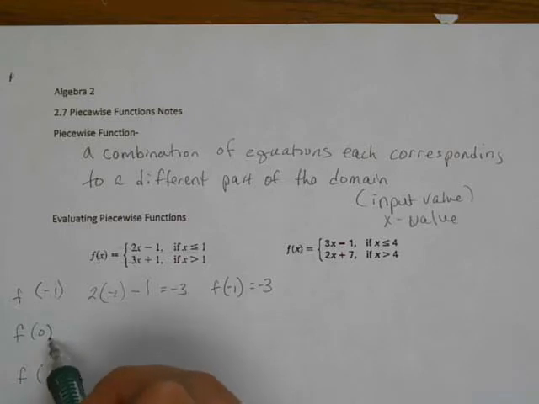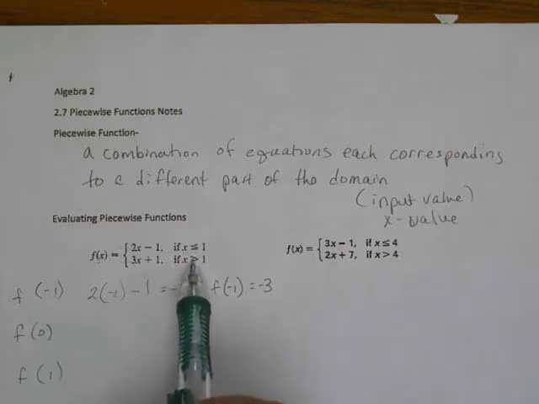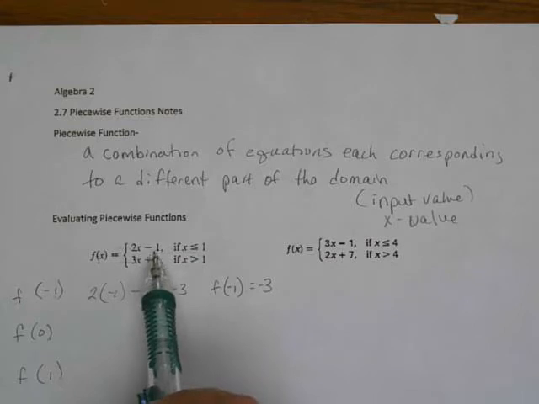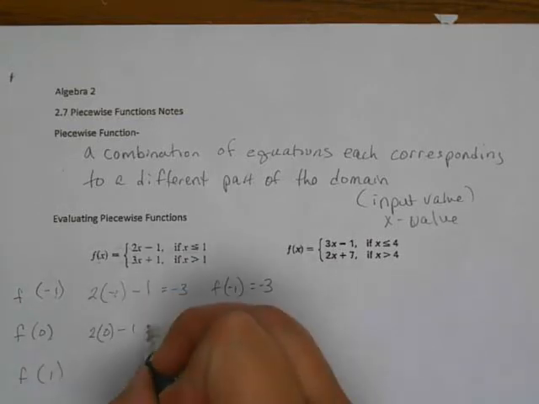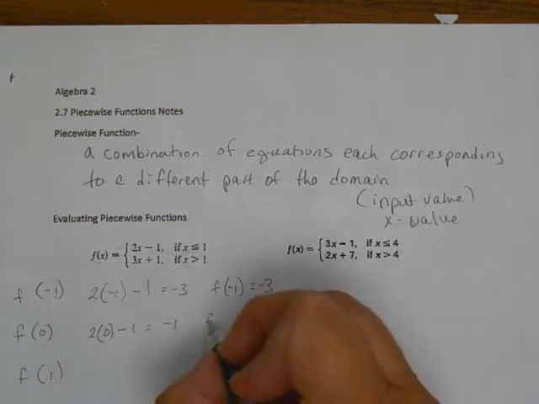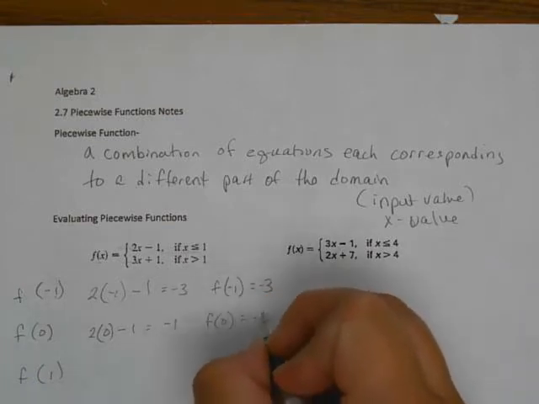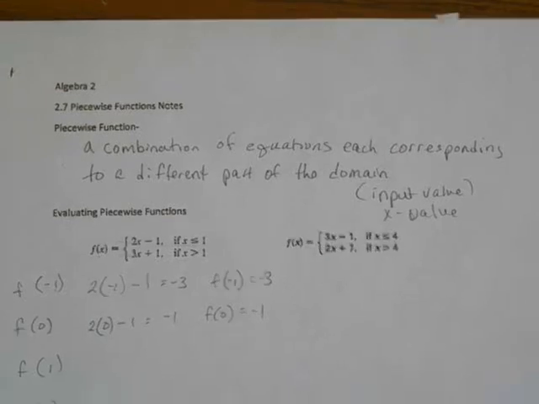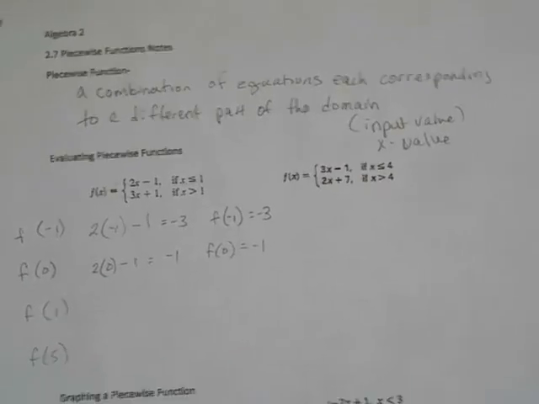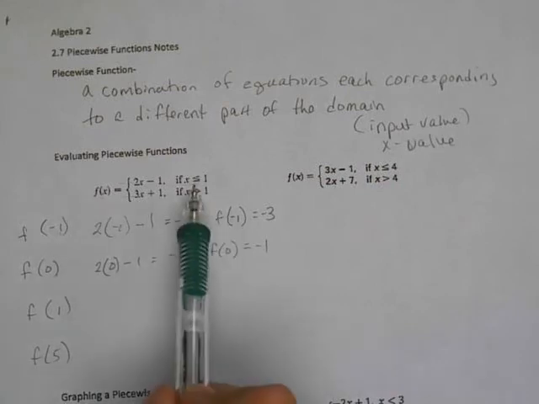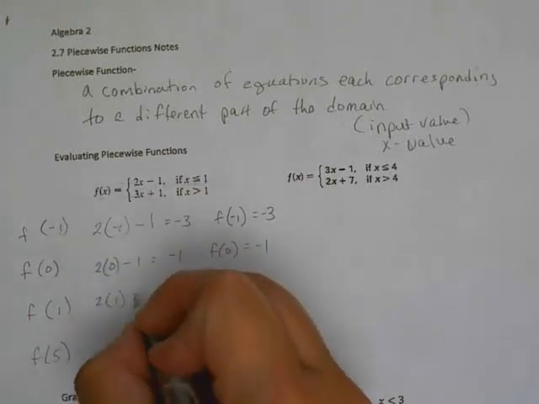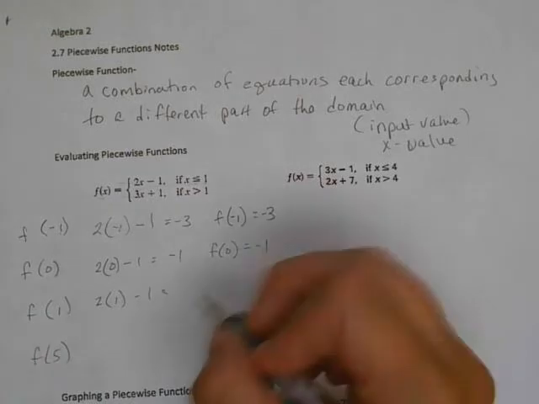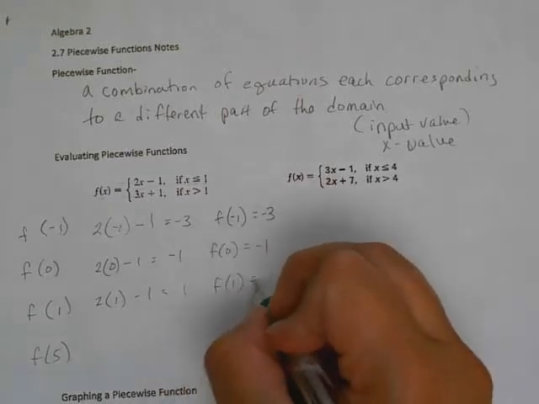Let's find f of 0. I first have to decide which function I'm going to use, and since 0 is less than 1, I'm going to use this one again. So I have 2 times 0 minus 1, which is -1. So f of 0 is -1. Okay, let's think about f of 1. Again, I'm going to use this one because x is equal to 1. So I'm going to have 2 times 1 minus 1, which is 1. So f of 1 is 1.